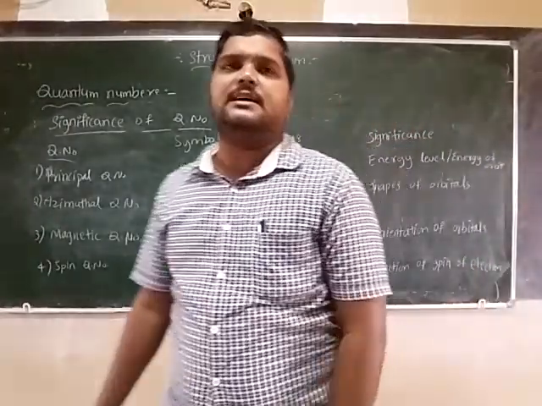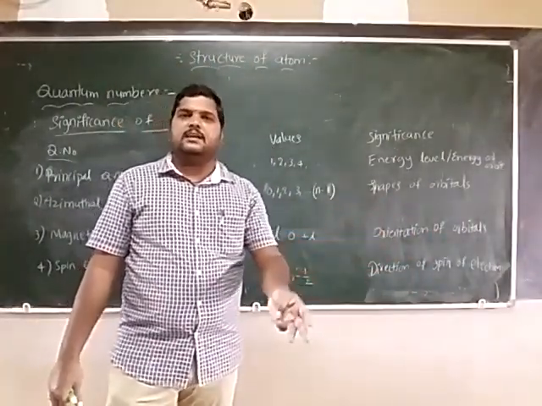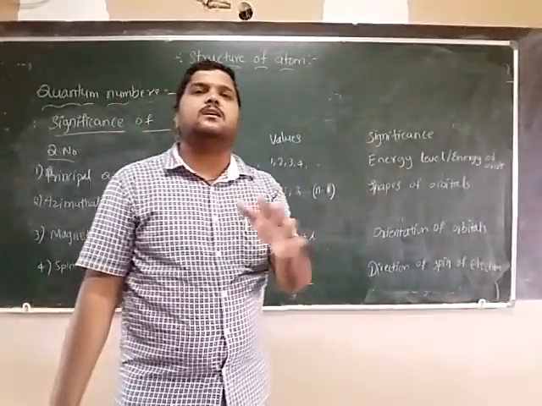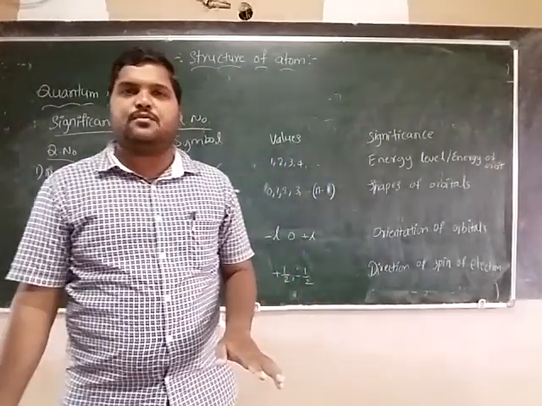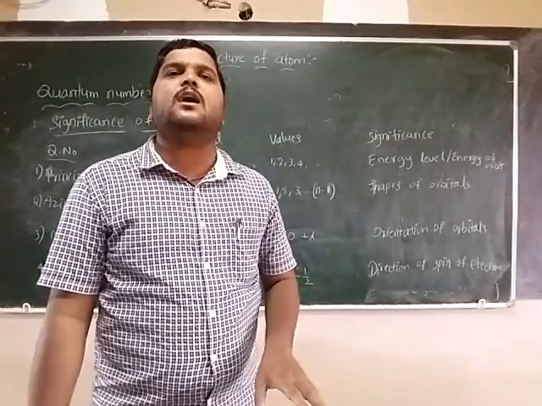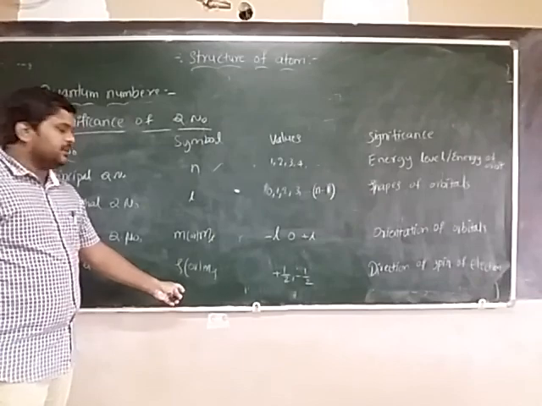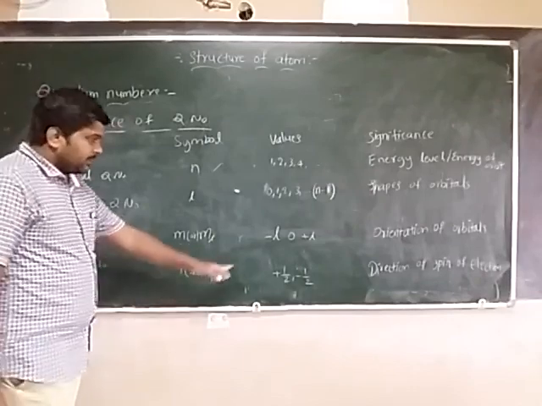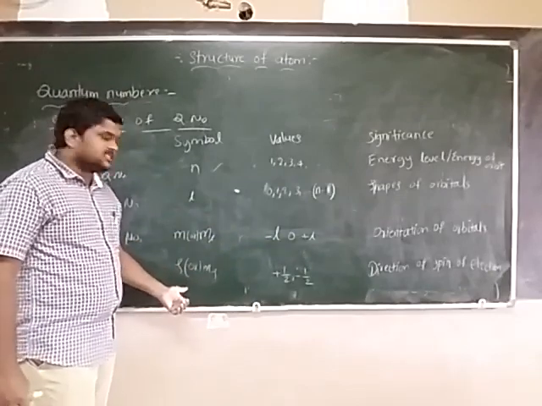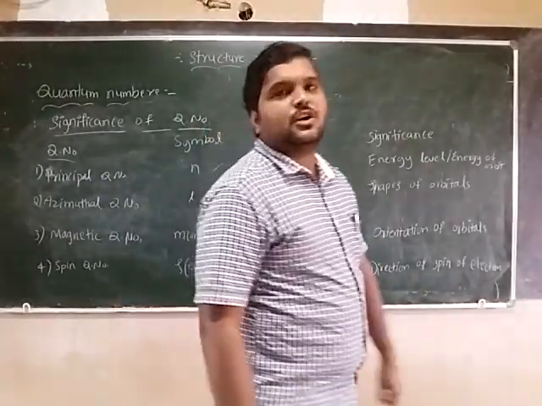Here one thing we have to say: the p subshell has 3 orbitals, and the d subshell has 5 orbitals. All are degenerate orbitals. What is the meaning of degeneracy? Orbitals which have equal energies are called degenerate orbitals. Next, the spin quantum number gives information about the direction of spin of the electron. It is indicated with s or ms, plus or minus, and its significance is the direction of spin of the electron.